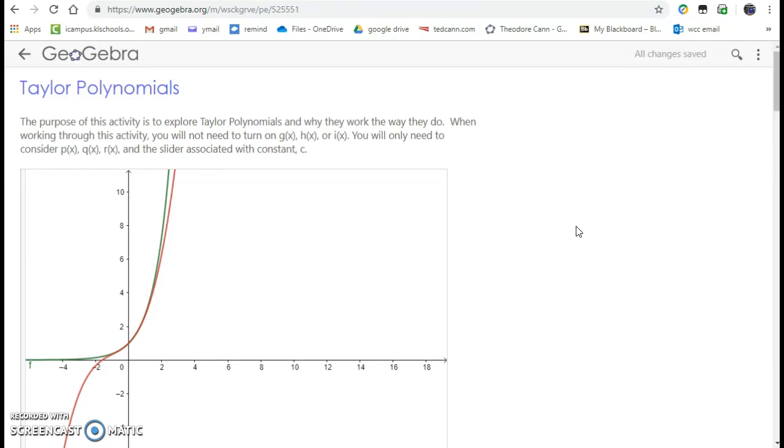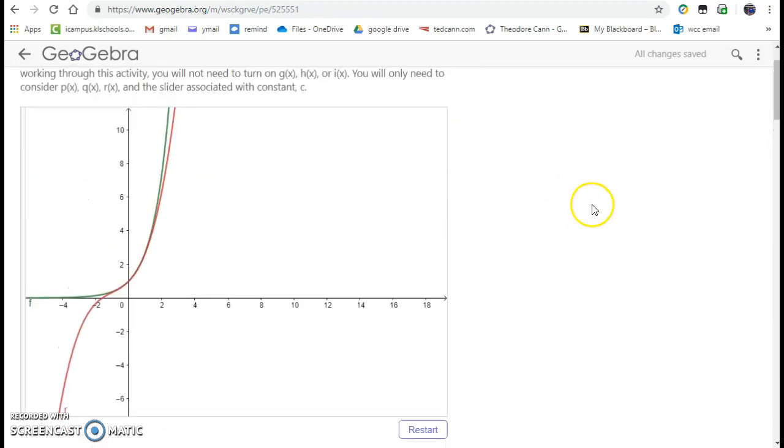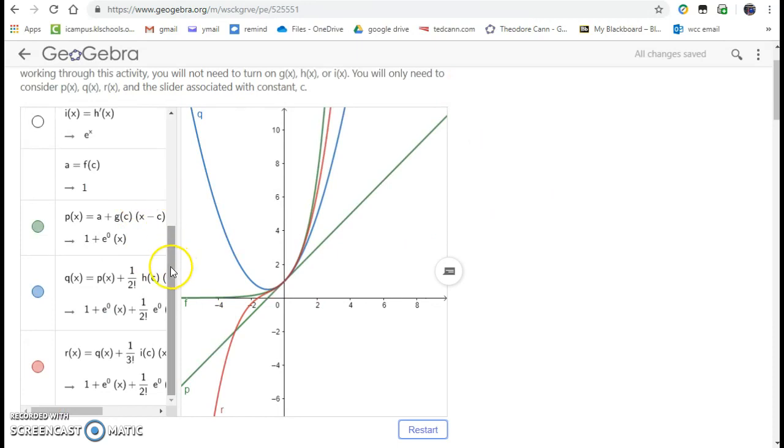When working through this activity, you will not need to turn on g of x, h of x, or i of x. You'll only need to consider p of x, q of x, r of x, and the slider associated with constant c. So c instead of a. I'm going to hit restart on that because I actually did some work with this already.